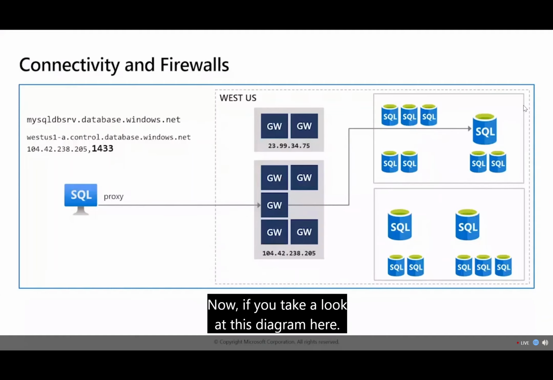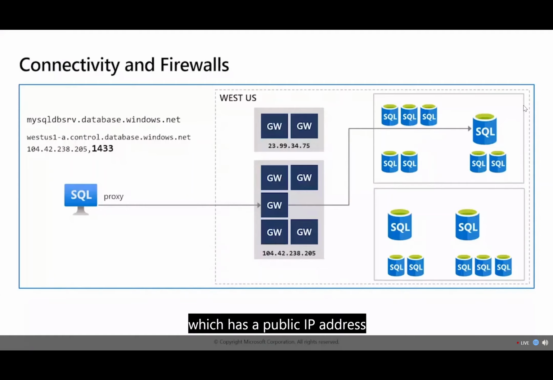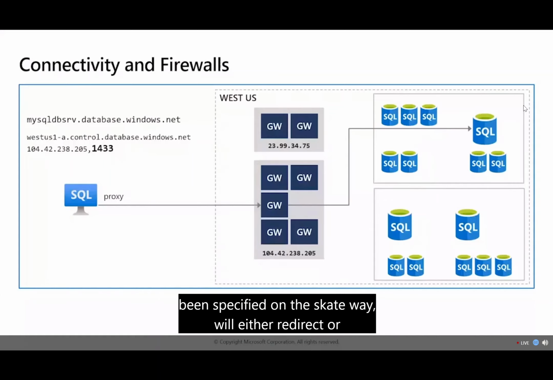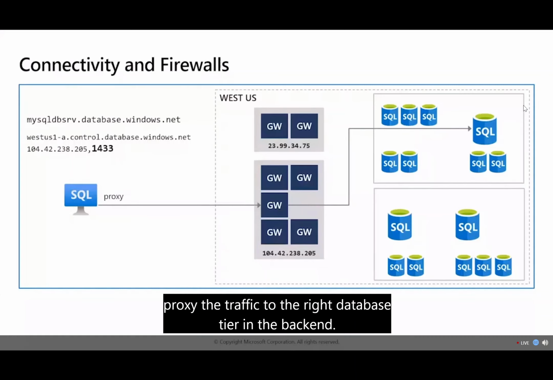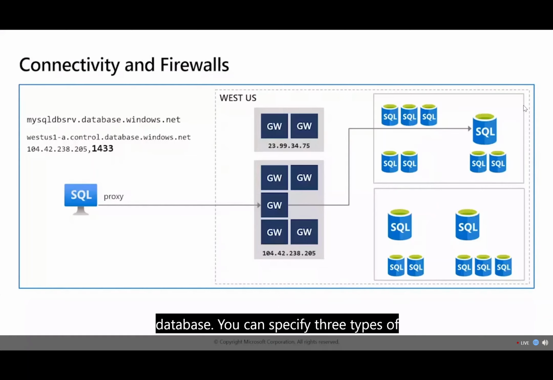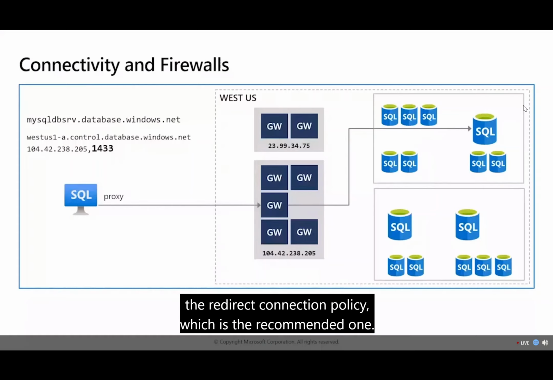Now, if we take a look at this diagram here, we've got a client connecting to the database gateway, which has a public IP address and is listening on port 1433. This gateway, depending on what connection policy has been specified on it, will either redirect or proxy the traffic to the right database tier in the backend. Inside the database cluster tier, the traffic is then forwarded to the appropriate database. You can specify 3 types of server connection policies. There is the redirect connection policy, which is the recommended one.